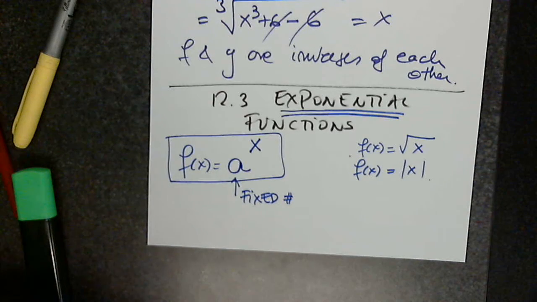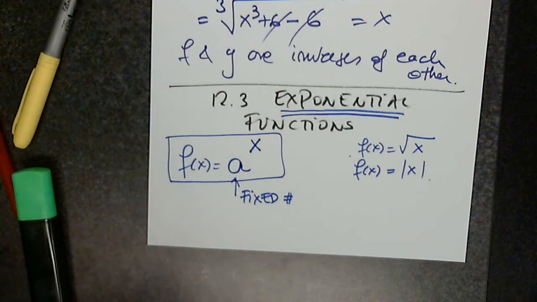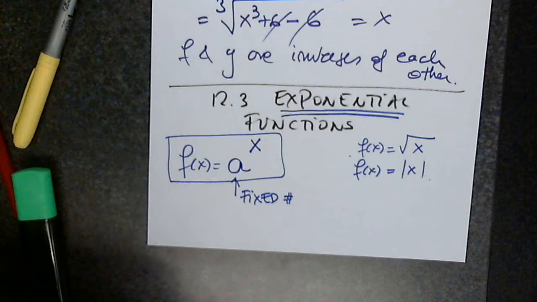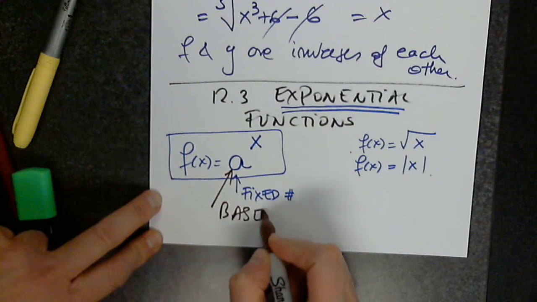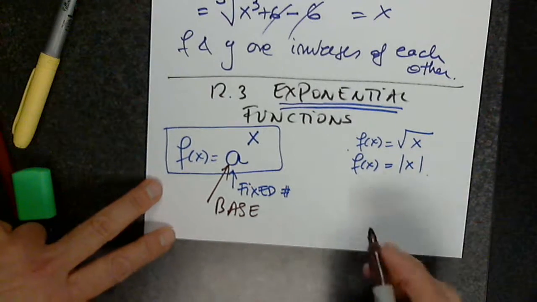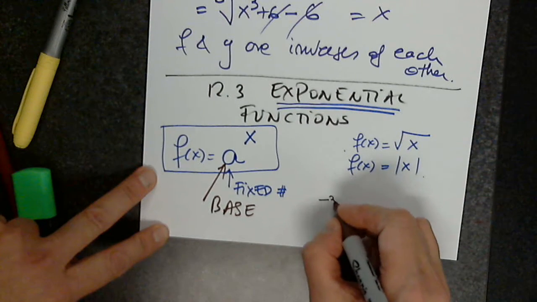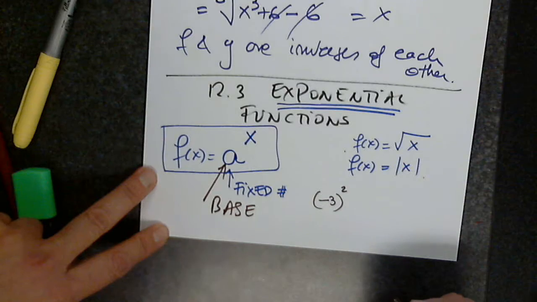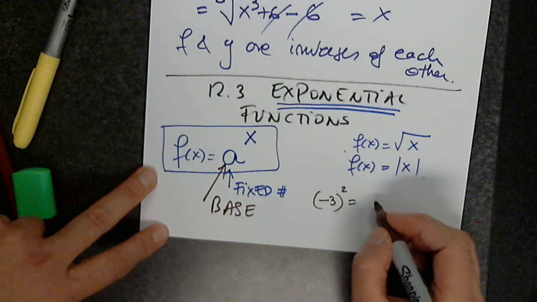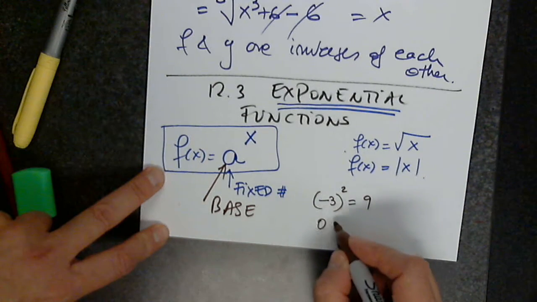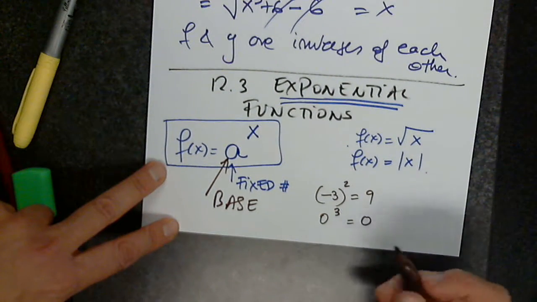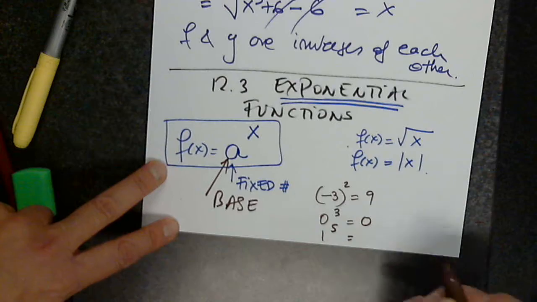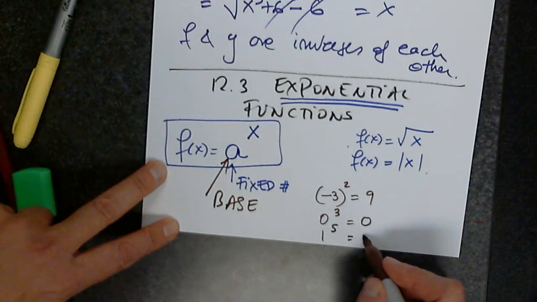Now, there are some problems here with the base. So a is the base. And here's just a quick question for you. Can I raise negative 3 to the second power? Of course I can, and I get? Good. Can I raise 0 to the third power? Of course I can, and I get 0. Can I raise 1 to the fifth power? Yes, and I get 1.